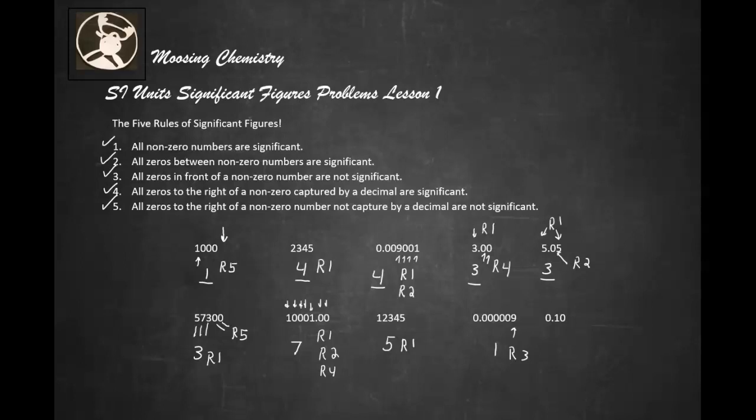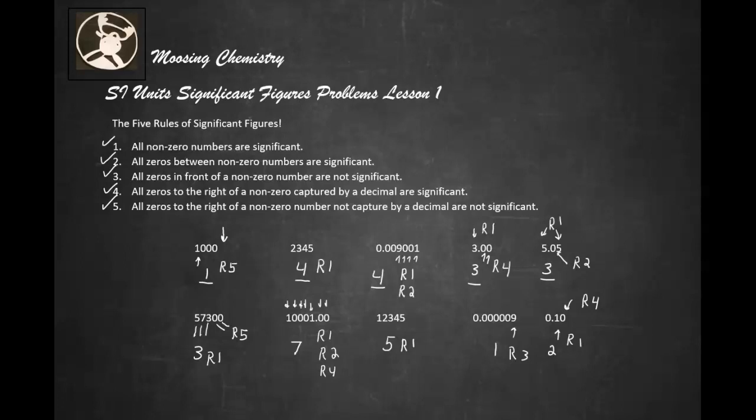Okay, last but not least, first of all, we have 2 sig figs here in this last problem. Number 1 is significant because of rule number 1, and this 0 right here is also significant because of rule number 4. It says all zeros to the right of a non-zero captured by a decimal are significant. So that 1 is the non-zero number. There's your decimal. So that 0 after the 1 is significant.